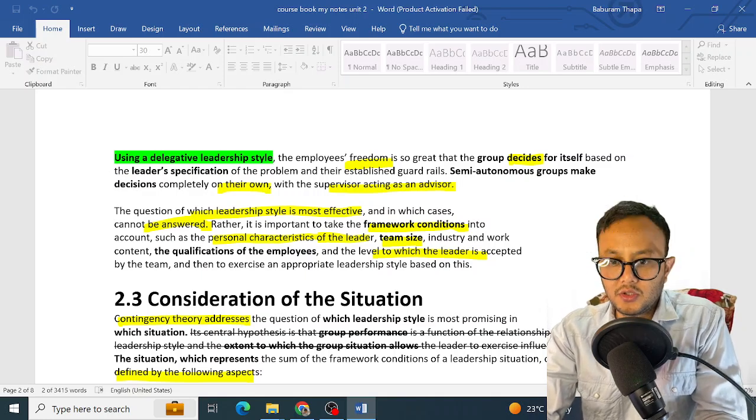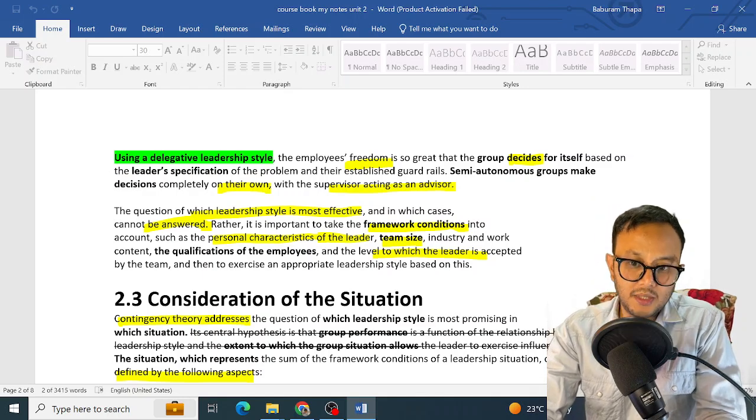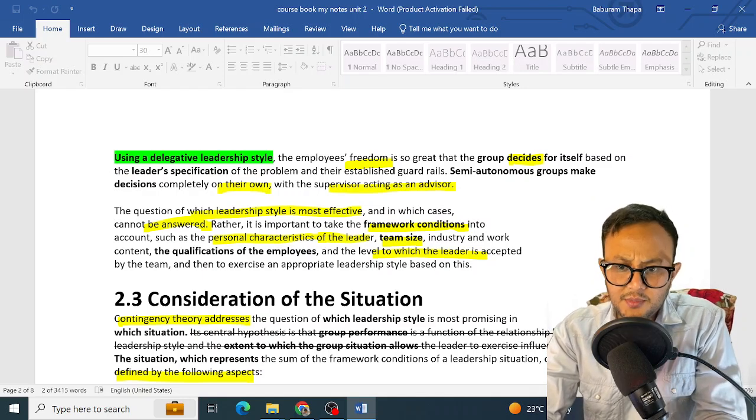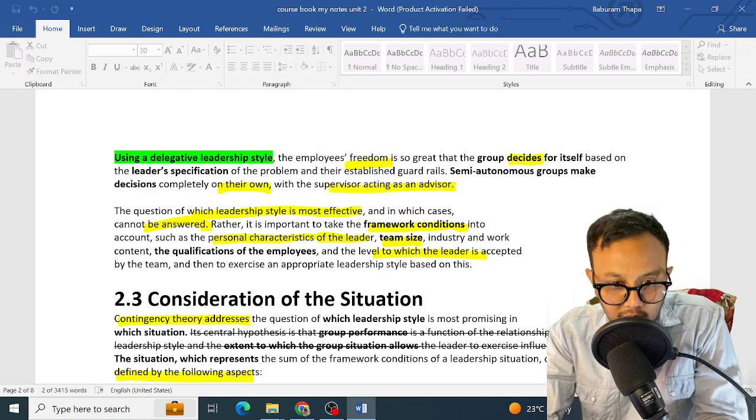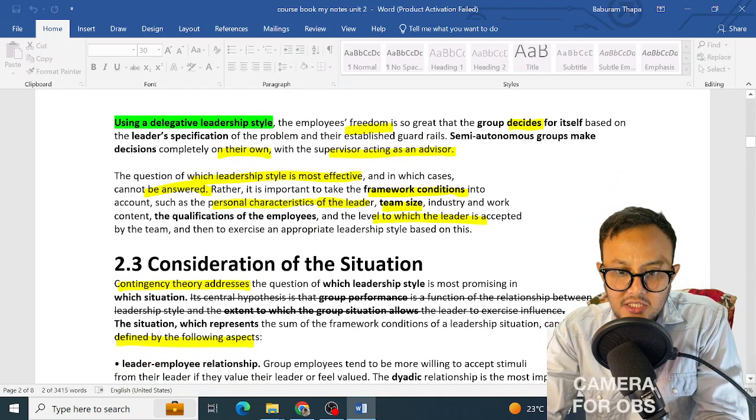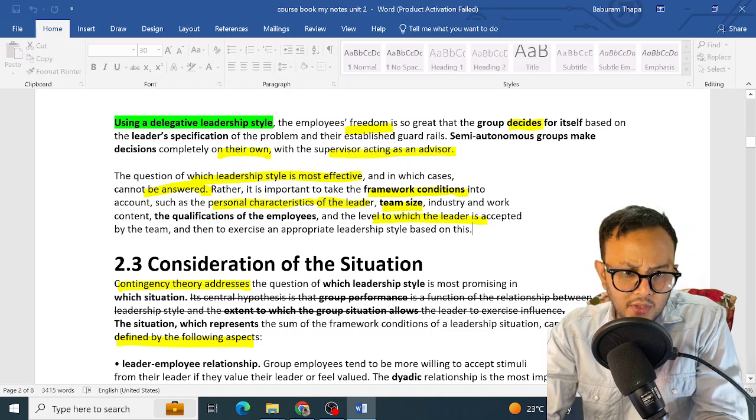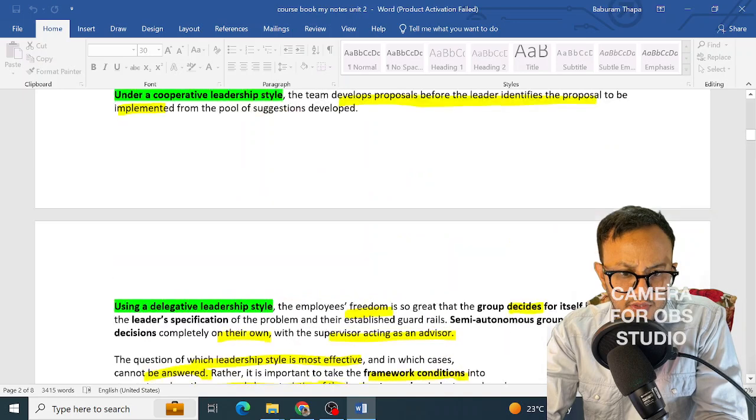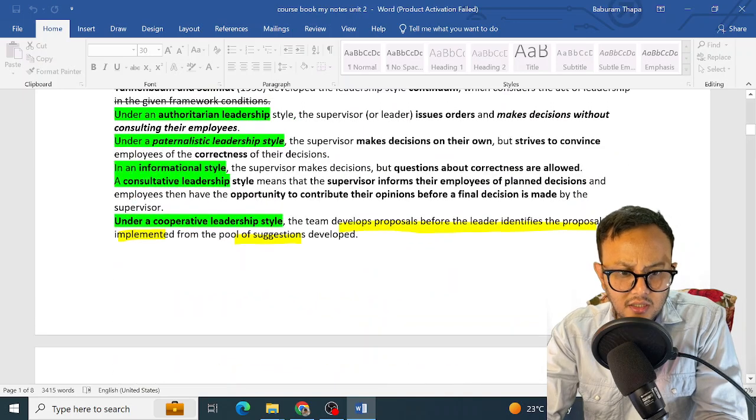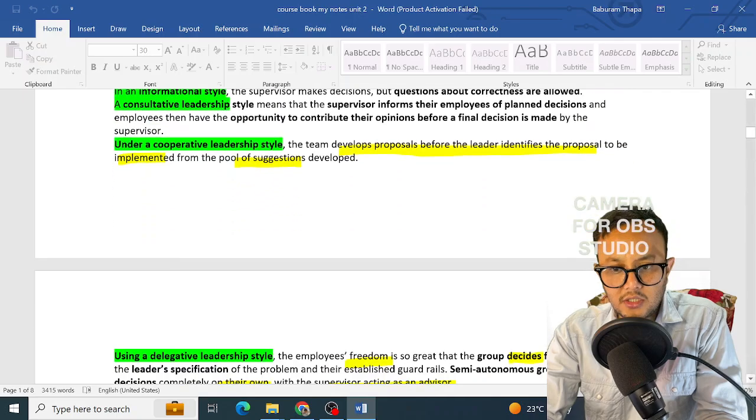Semi-autonomous groups make decisions. Who makes the decision? Not the leader. Semi-autonomous groups make decisions completely on their own, with the supervisor acting as an advisor. He is just an advisor now. So there are various approaches. Just now we talked about the delegative leadership style. The cooperative leadership style is also there, the informational style, the consultative leadership style, the paternalistic leadership style, and the authoritarian leadership style we have seen.